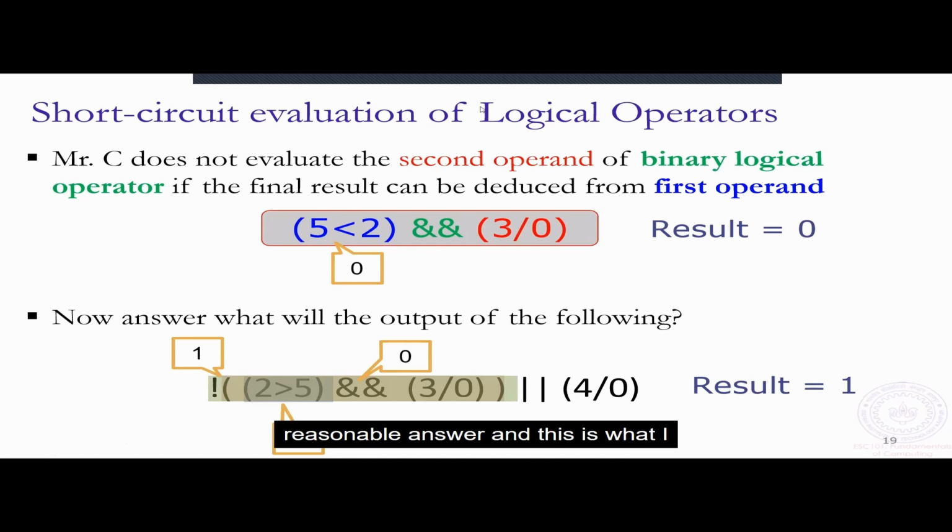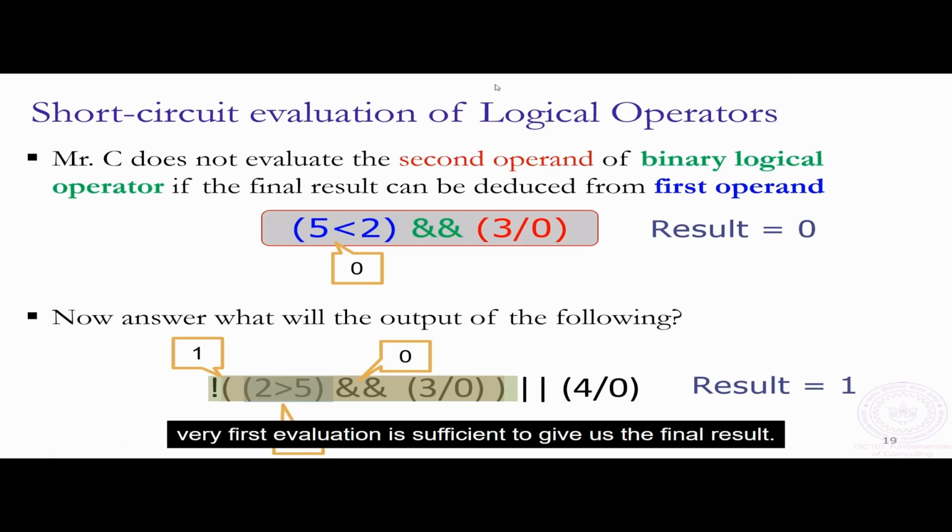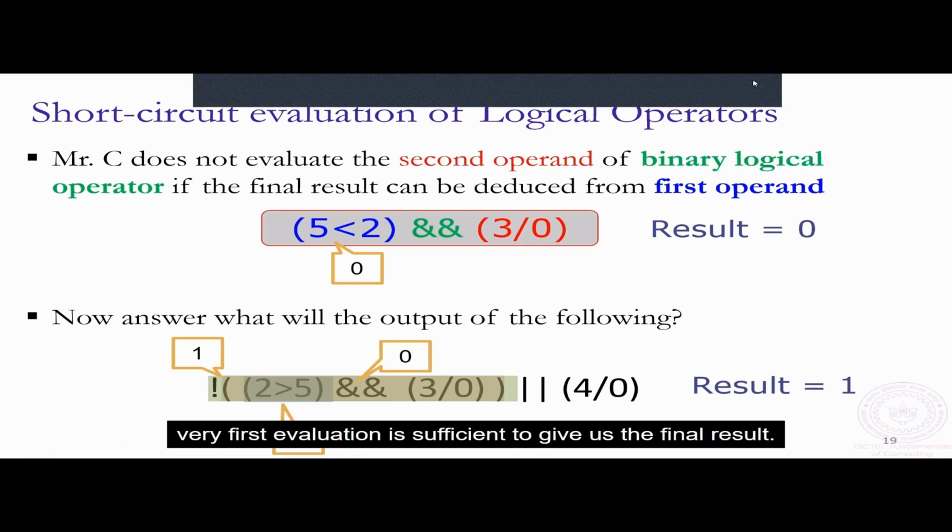And this is what I wanted to show you, this little trick of Mr. C, where the second operand of a logical operator is not evaluated when the very first operator is sufficient, or the very first evaluation is sufficient to give us the final result.